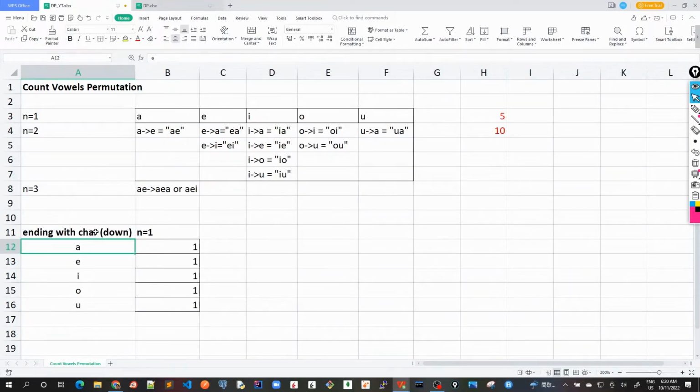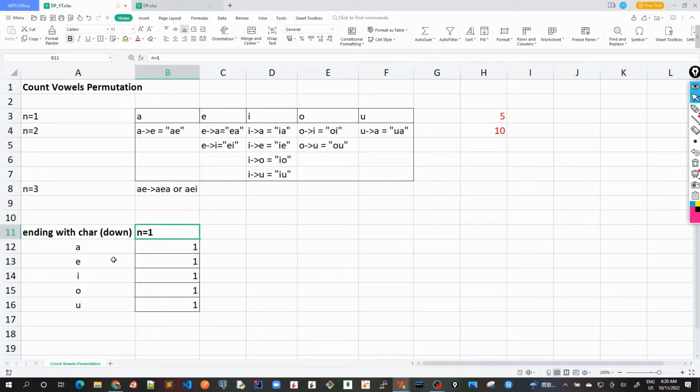So I've just expanded this observation that we just discussed on a 2D grid. Here in the rows I have all the characters A, E, I, O and U, right? These are my rows, and in the columns I have n equal to 1 and n equal to 2, for example.